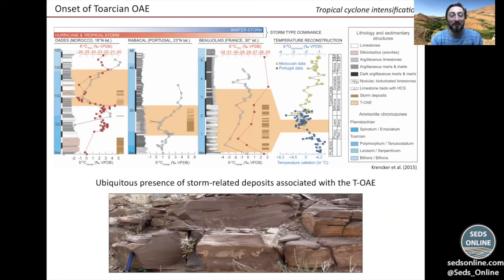I don't explain it, Emanuela. Yeah, you're right. It could be it's not compatible. Though you said in the polymorphum zone, that should be prior to the ocean acidification events, prior to the onset of the TOE.